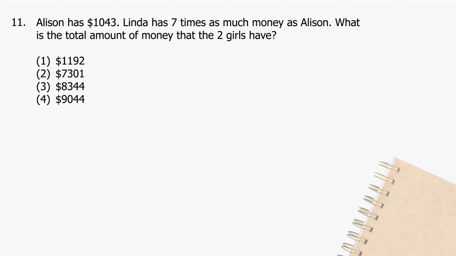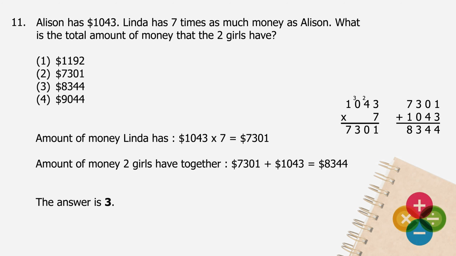Question 11. Allison has $1,043. Linda has 7 times as much money as Allison. What is the total amount of money that the two girls have? The amount of money Linda has will be multiply $1,043 by 7, and the product is $7,301. The amount of money that the two girls have altogether will be add $7,301 to $1,043, and the sum is $8,344. The answer is 3.